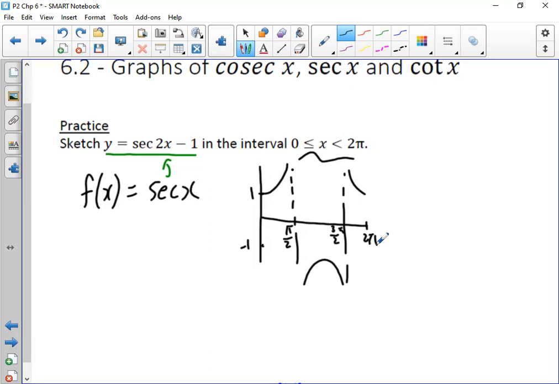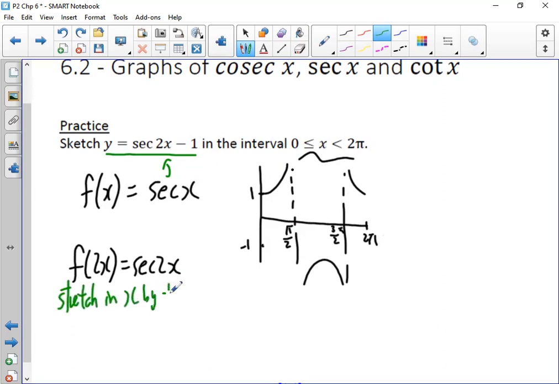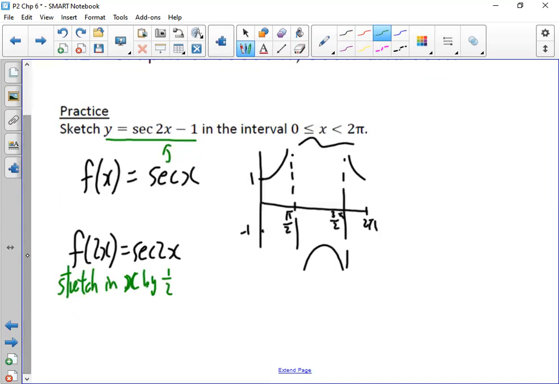Next, we've got 2 inside. That means f of 2x, same as sec 2x. F of 2x means we are stretching in x by a half. X is rebellious. Anything that affects x will do the opposite. So f of 2x, times 2, means times a half, right? So we stretch x by a half. That means we're going to multiply all the x coordinates by a half.